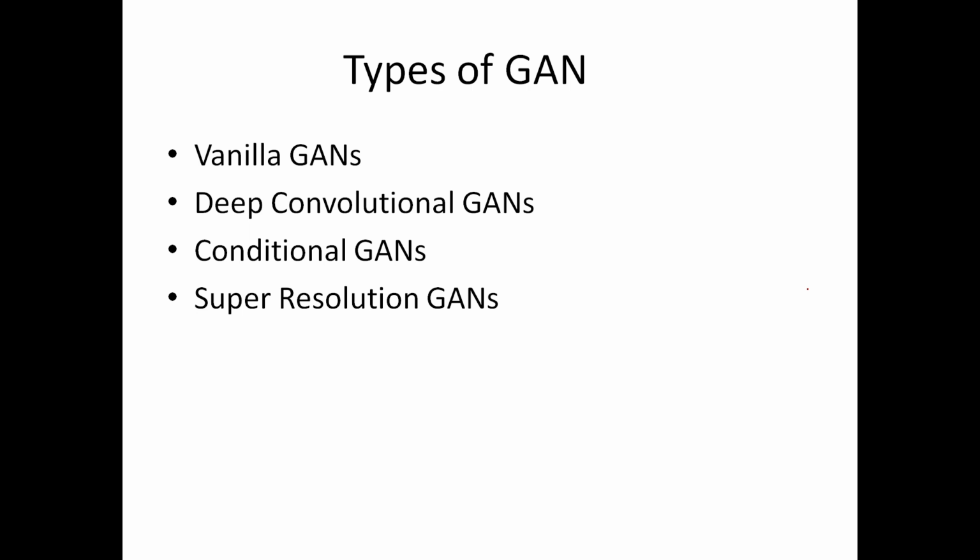These are the different types of GAN: vanilla GAN, deep convolutional GAN, conditional GAN, and super resolution GAN. So this is the video about what is GAN and what are the different types of GAN.